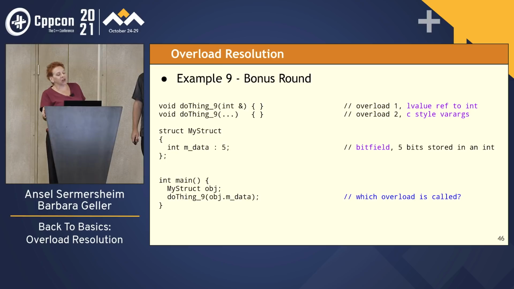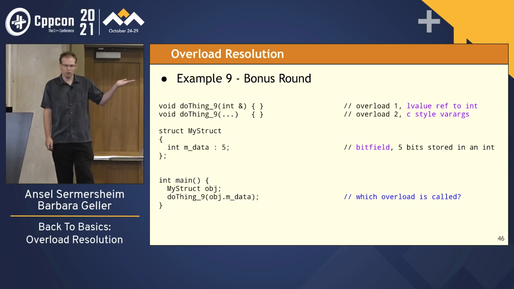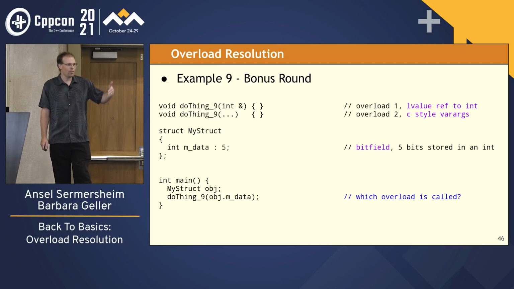Now we have a structure, myStruct, and that is a bit field. Not something everybody uses, but it's a bit field of 5 bits being stored in an int. Then in main, we declare an object of our structure, and we pass the bit field to do thing 9. And the compiler has to choose which overload to use.